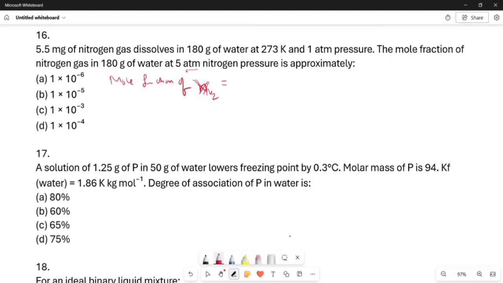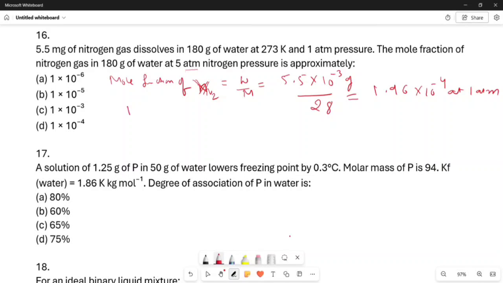First you have to calculate the number of moles of nitrogen. So that is W divided by M. W, the weight of nitrogen dissolved, is 5.5 milligram. I convert milligram to gram. So 5.5 into 10 raised to minus 3 gram. Then what is the molar mass of nitrogen? That is 28. So you can get 1.96 into 10 raised to minus 4. This is at 1 atmospheric pressure. So it is given, we have to calculate for 5 atmospheric pressure.